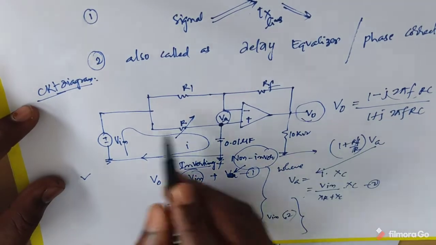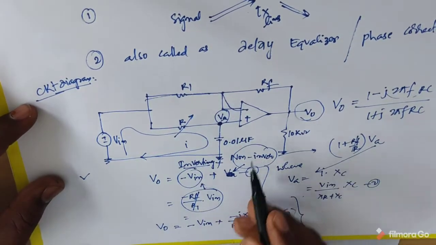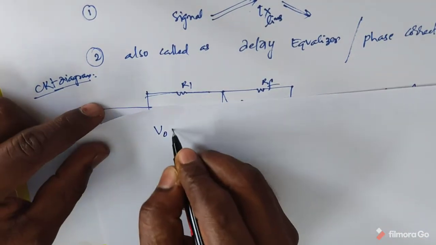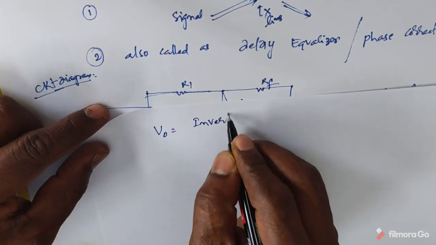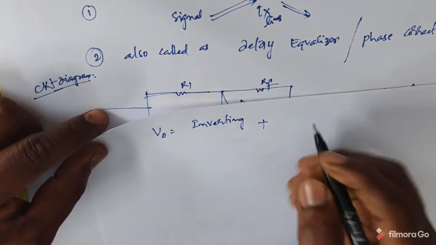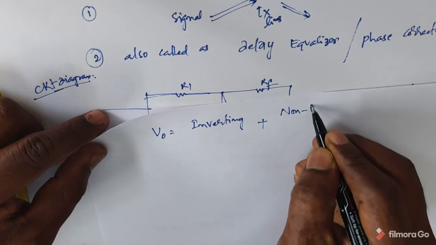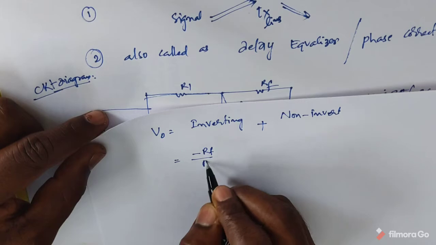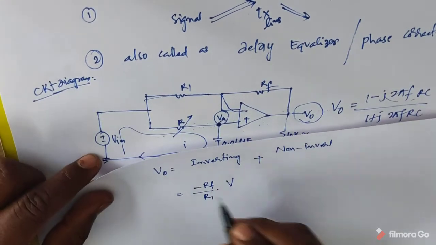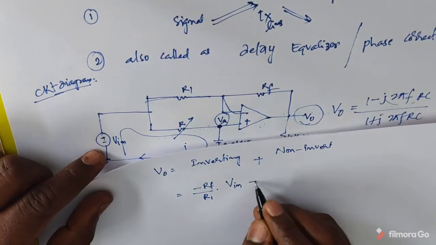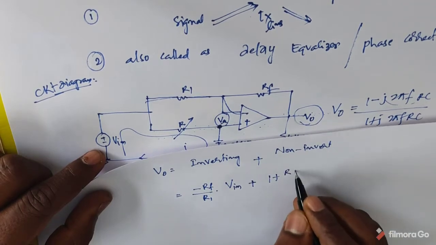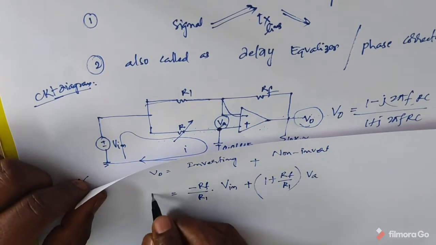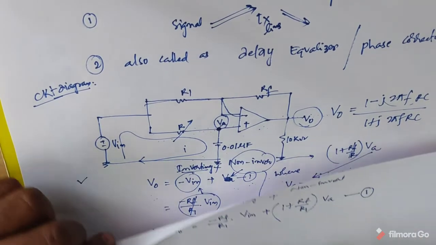Once again I am going to repeat this. Output voltage is equal to inverting voltage plus non-inverting voltage. The inverting value is minus Rf by R1 into Vin, the actual input voltage, plus the non-inverting value, 1 plus Rf by R1 into the voltage Va. That is the actual output voltage V0. This is equation number 1.